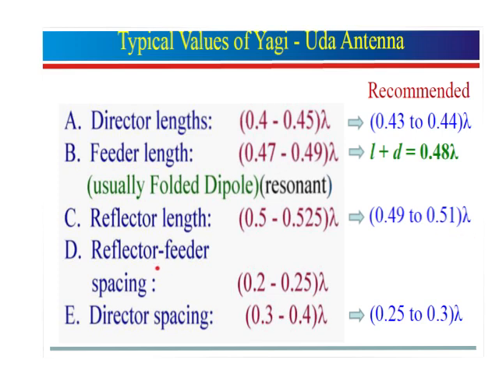And coming to the reflector feeder spacing, what is the spacing between the reflector and the feeder? It is in the range of 0.2 to 0.25 lambda. And coming to the director spacing, the spacing between the individual directors should be 0.3 to 0.4 lambda. The standard recommended value is 0.25 to 0.3 lambda.